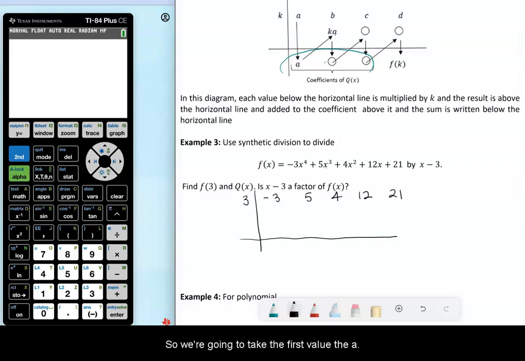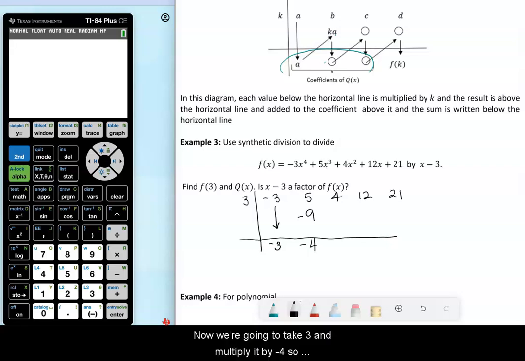So we're going to take the first value, the a, and we're going to drop it. And then we're going to say 3 times negative 3 is negative 9. Add the next coefficient, the 5, to the negative 9. 5 and negative 9 is negative 4. Now we're going to take 3 and multiply it by negative 4. So everything that ends up below this line on the chart, we multiply by that value that we're evaluating.